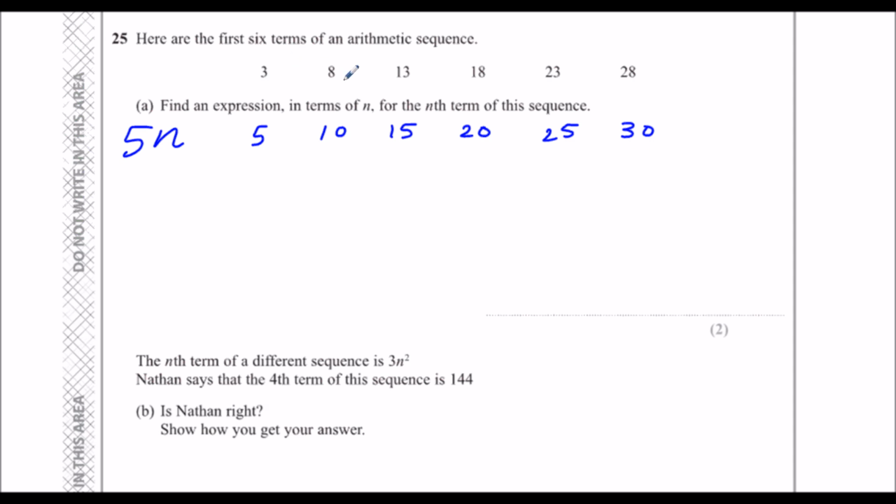But the actual sequence isn't that. It's 2 less. It's 2 lower each time. So it's the 5 times table, take away 2. So this sequence is called 5n minus 2.